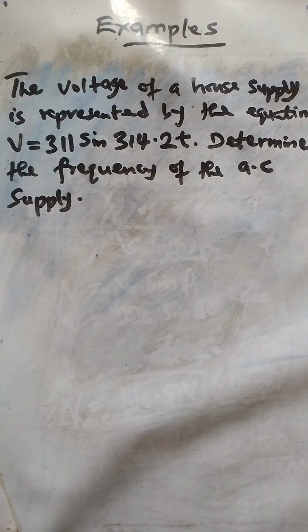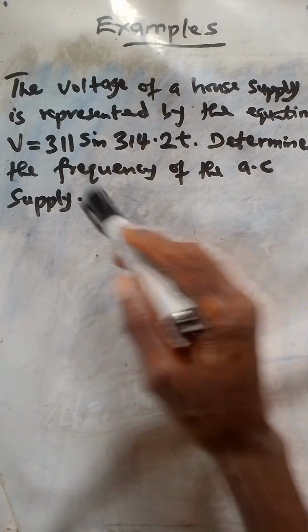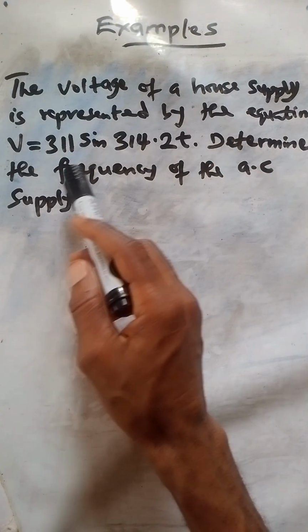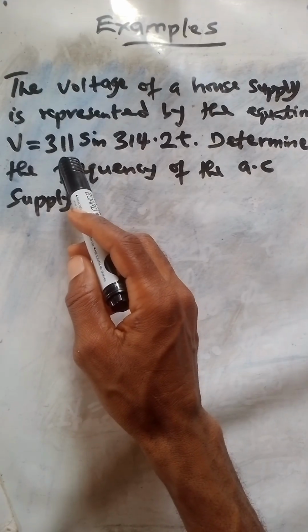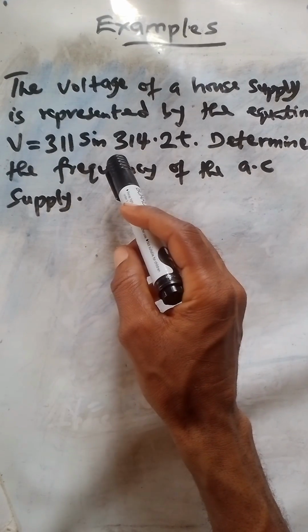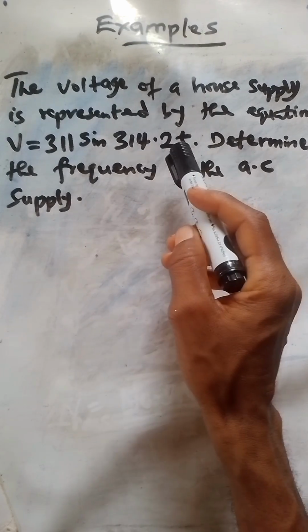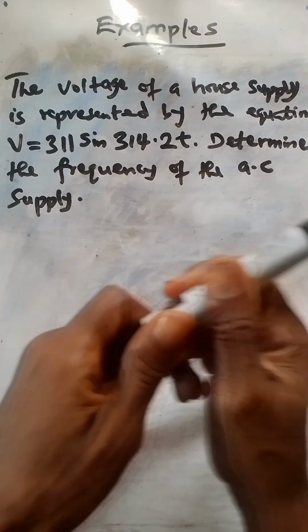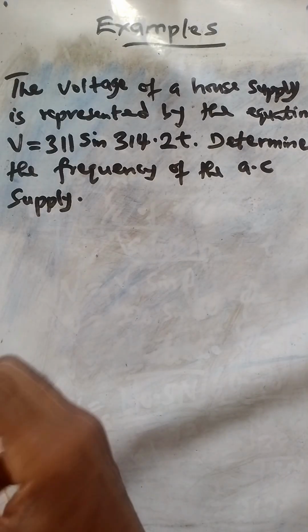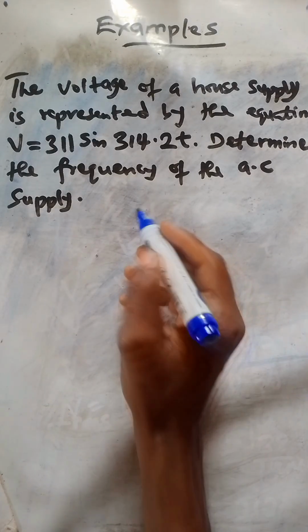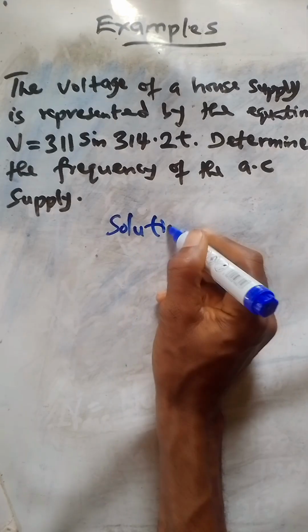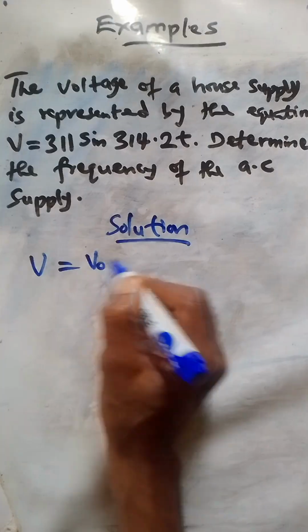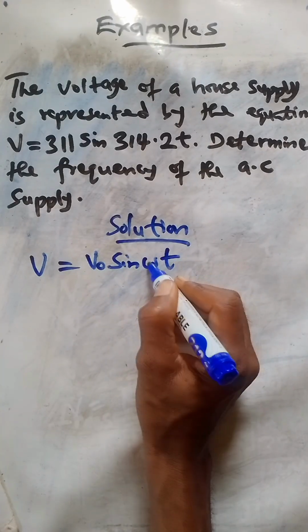So this is another question for us. It says the voltage of a house supply is represented by the equation V is equal to 311 sine 314.2t. Determine the frequency of the AC supply. So here, we are going to use our equation V is equal to V naught sine wt.